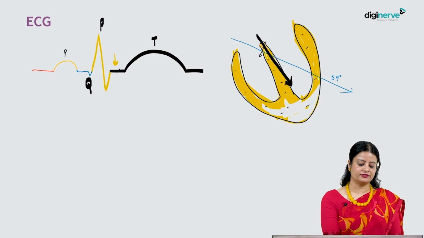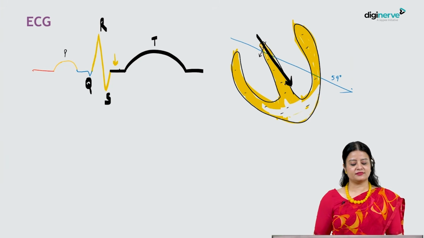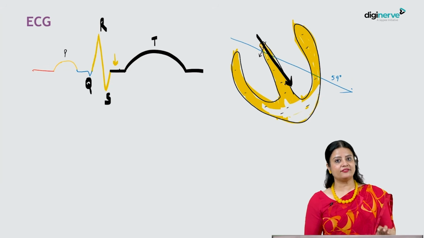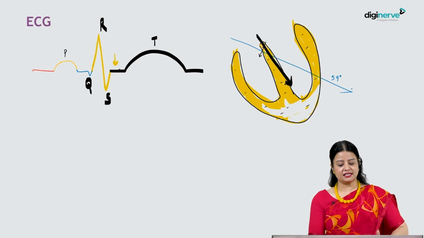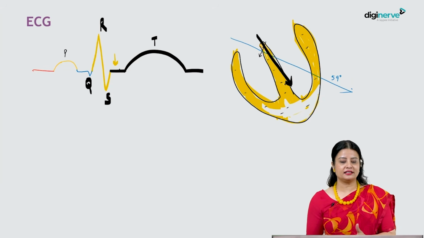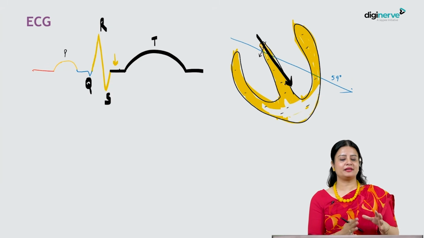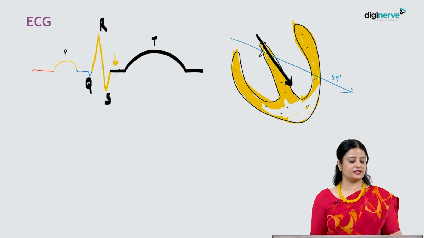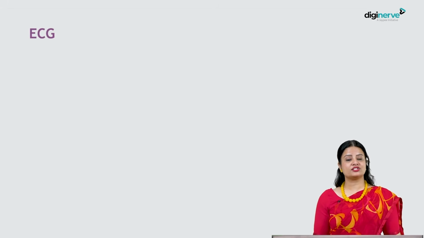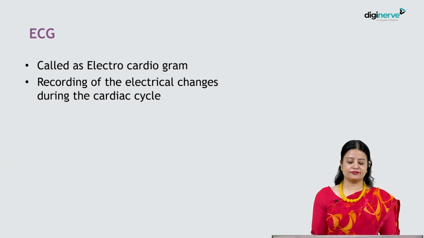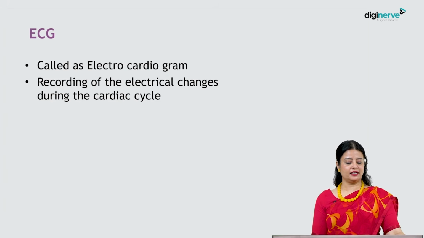So we have seen how these waves are generated and what is the physiological basis behind the generation of these waves. Hence, ECG is called the electrocardiogram, which is the surface recording of the electrical charges during the cardiac cycle.